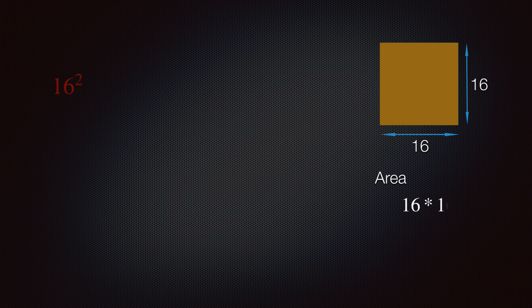Let's take another example, say 16 square. The moment we say 16 square, we imagine in our head a square having its edge as 16. And now that we have a square, we know it will occupy an area equal to 16 into 16, which results in 256. And we apply the same idea here to get the result as 256.